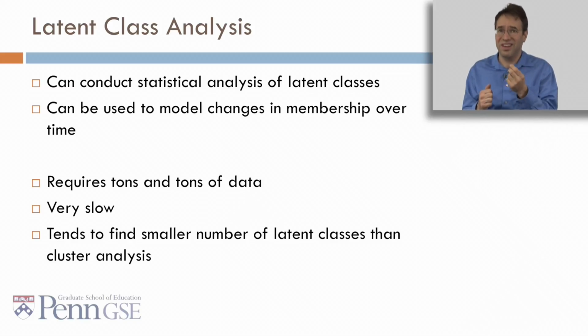First of all, it requires tons and tons of data to be able to find anything. It's very, very slow. Did I mention it's slow? And it tends to find smaller numbers of latent classes than cluster analysis for the same amount of data. That's because it has a higher criterion for putting data points together, which is to say, how close is their statistical dependence.